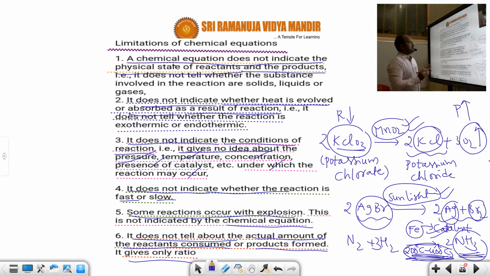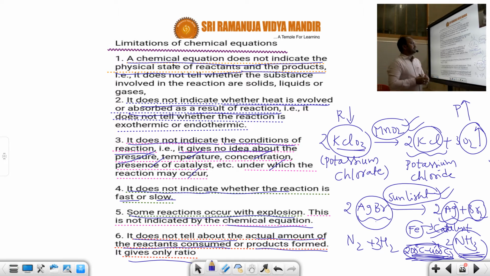A chemical equation does not indicate the physical state of the reactants as well as the physical state of the products. That means it does not tell whether the substances involved in the reactions are solid, liquid or gases. And another point is that it does not indicate whether heat is evolved or absorbed as a result of the chemical reaction. That means it does not tell whether the reaction is exothermic or endothermic.